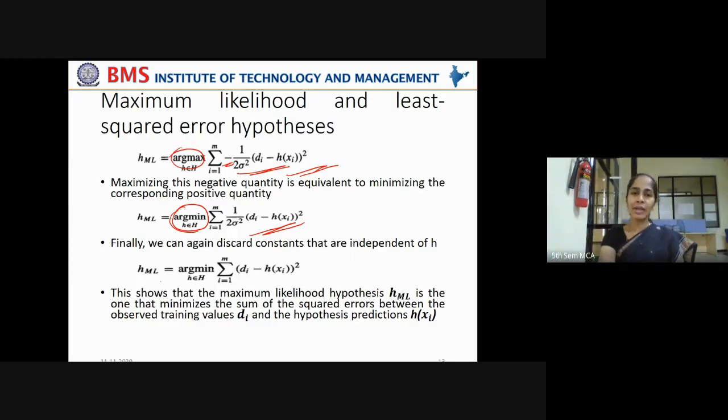What other constants do we have? This term is a constant. It is not affected by the hypothesis. So remove it. When you remove that, the final value you have is (di minus h of xi) whole square.